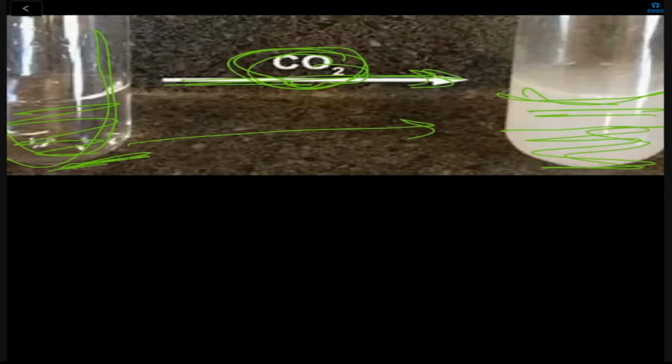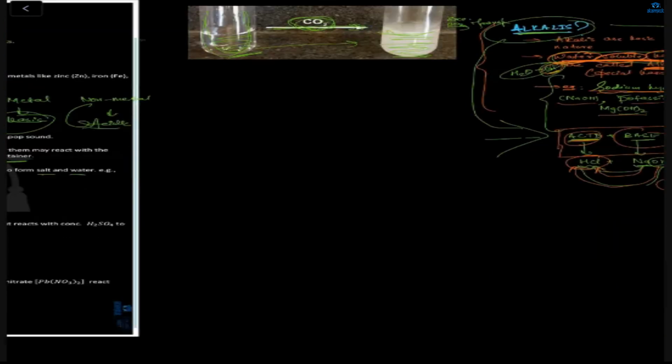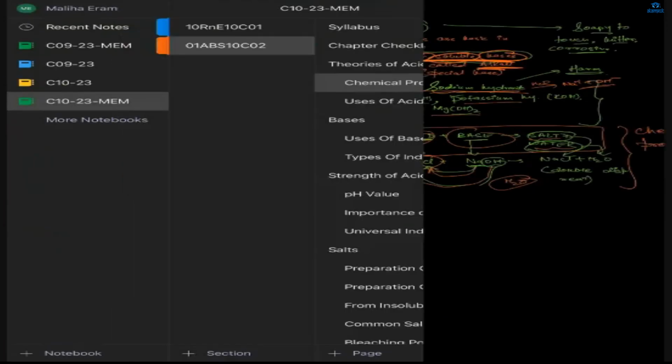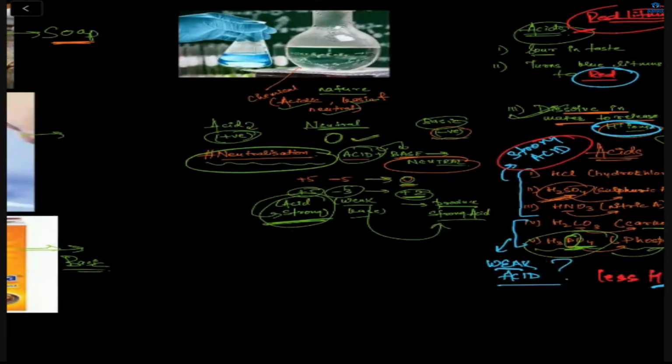It's already 46. The recording is there. Okay, so you understood all this part. In the next class, we'll go through the lime water, the strong acid, the weak acid, the indicators, the olfactory, the universal indicators, and all.